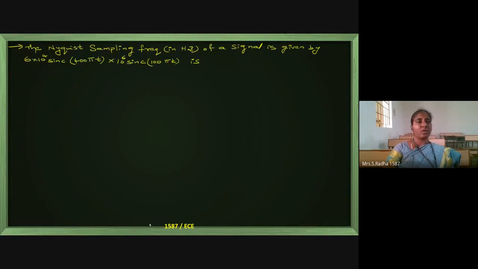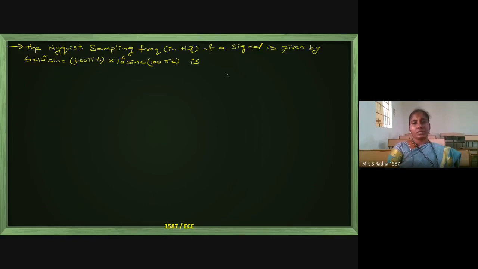I have one more model question here. The Nyquist sampling frequency in Hertz of a signal is given by 6 into 10 power 4 sinc 400 pi t into 10 power 6 sinc 100 pi t.